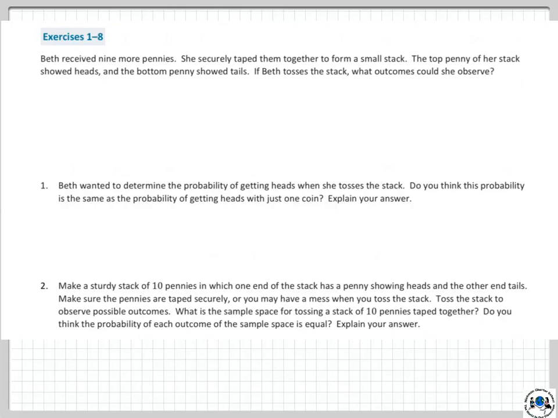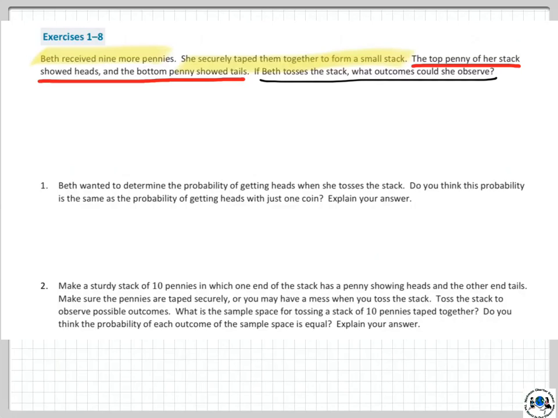Okay. All right, so here, exercises 1 through 8, more Beth stuff. We're going to continue on with Beth, but she does something a little bit different with her pennies. Now she gets 9 more pennies, so she has a total of 10. She securely tapes them all together to form a small stack. The top penny of her stack showed heads, and the bottom penny showed tails. Hold on a second, I have a little picture of a stack of pennies. But anyway, if Beth tosses the stack, what outcomes could she observe?